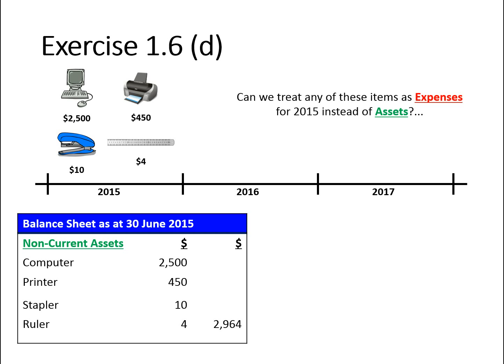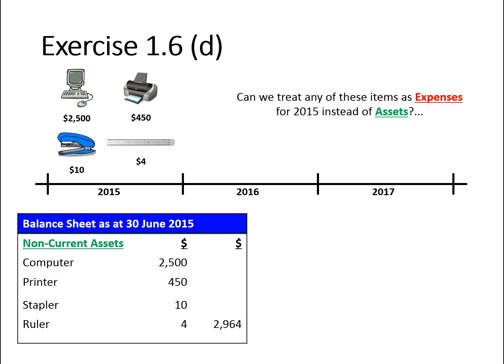And the answer technically would be no. They're all going to actually be used for the next 3 years, so therefore they're going to provide future economic benefits. They're going to have to be assets. I guess what we can say is that it's a bit impractical to keep the stapler and the ruler on the balance sheet for 3 years when they're at such small values.